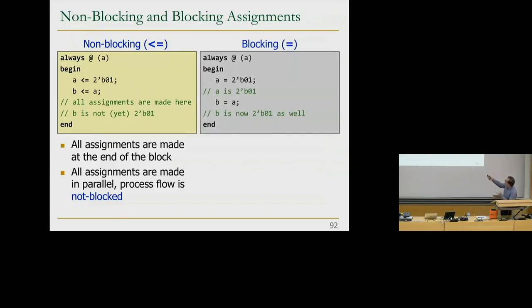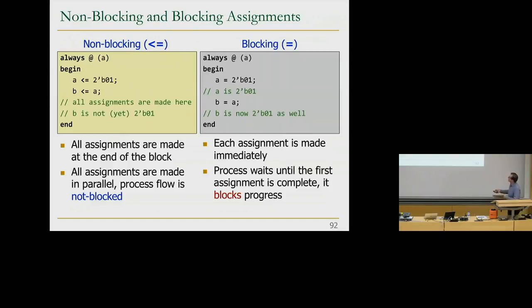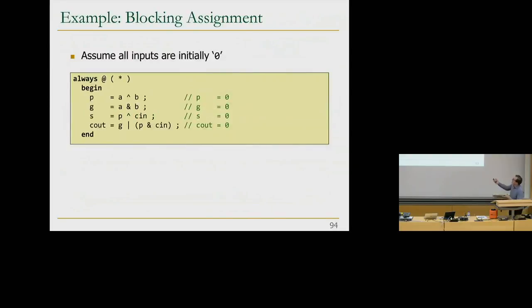Whereas with blocking, you make this assignment first, and then you make this assignment after that. So the A value is updated before you make this assignment. It's strictly sequential in terms of the execution of each statement. And the only difference is this less than sign over here. So it's easy to make mistakes, unfortunately, so be very careful when you're doing this. Each assignment is made immediately, the process waits until the first assignment is complete, it blocks progress. So this is one example.